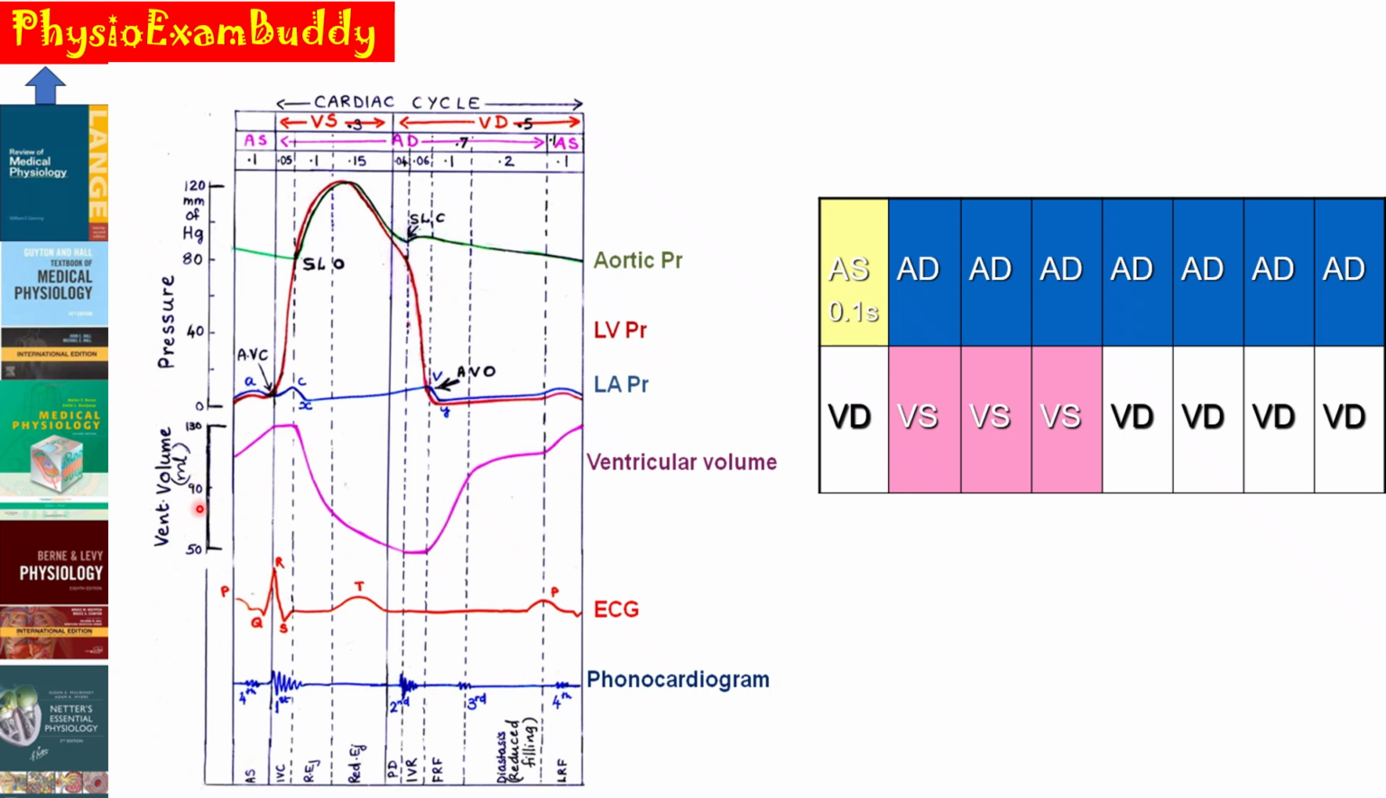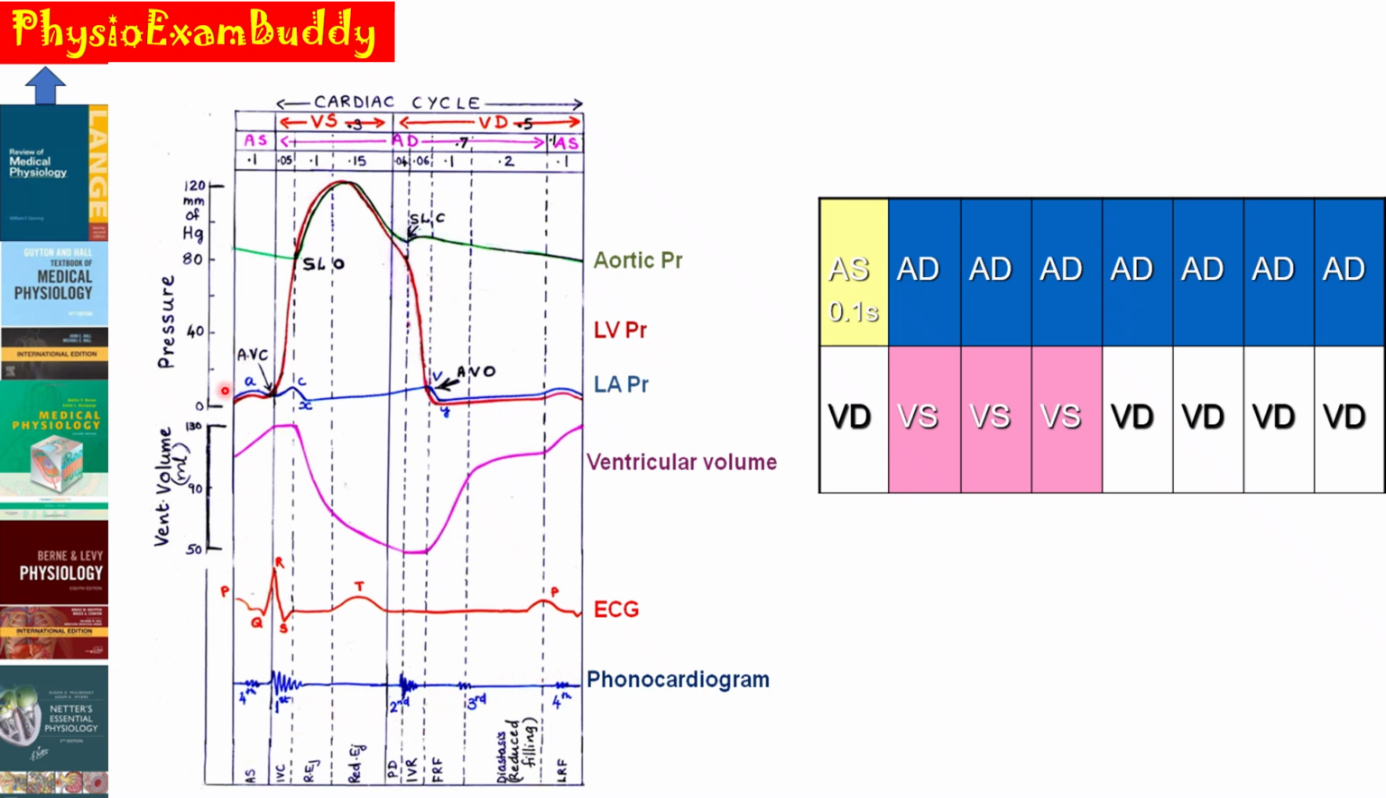And next is the volume changes, and you have to mark the values from 50 to 180. The ventricular volume changes are represented by the pink color. Below that, an ECG is shown corresponding to the different phases of the cardiac cycle. And the last one is the phonocardiogram, which includes the four heart sounds. Wherever these four heart sounds appear, you have to represent them in the different phases.